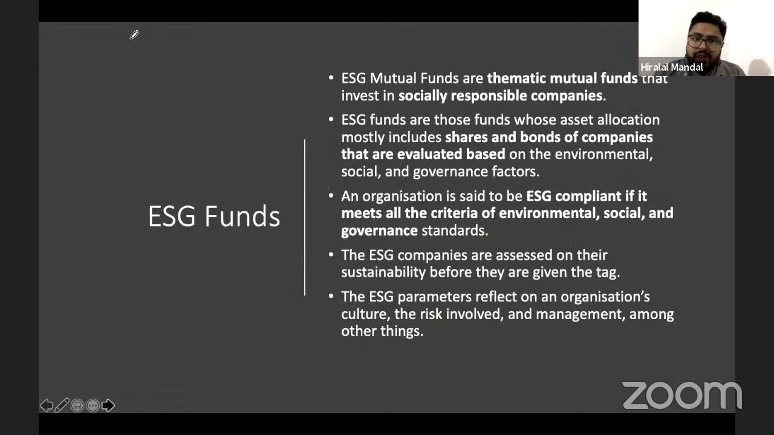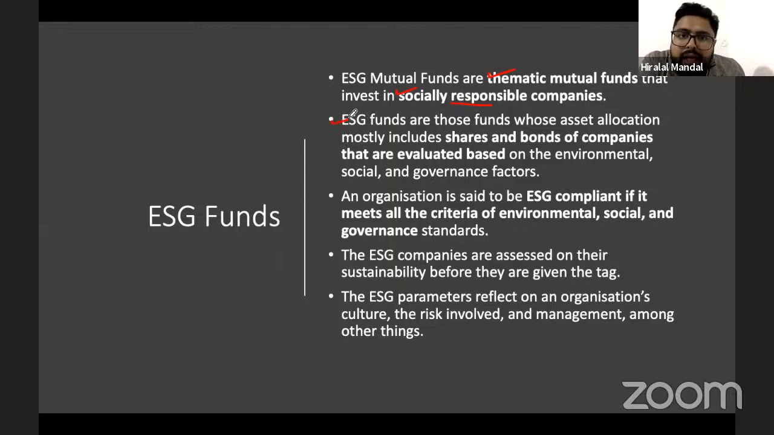All right. In this broader context, let us try to understand what the scheme is talking about. It is a thematic mutual fund. Thematic mutual fund means it is devoted to particular themes. Here the theme is environment, sustainability, and governance. So ESG mutual funds are thematic mutual funds. They will make investment in socially responsible companies. As I said, they will invest in green technology companies. These are socially responsible companies because they will not be creating pollution to the system.